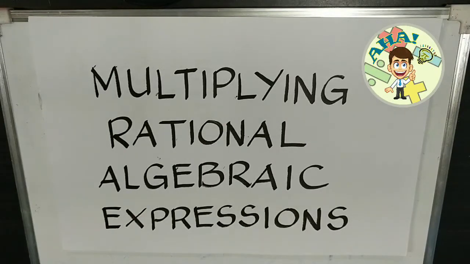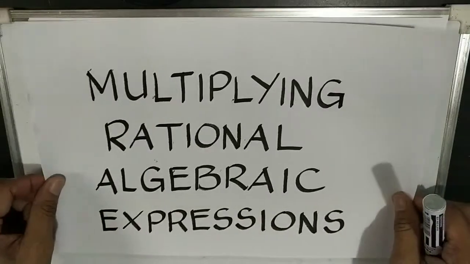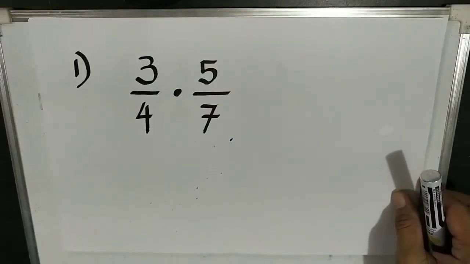Today I will discuss to you about multiplying rational algebraic expressions. To multiply rational algebraic expressions, you are simply multiplying fractions. So I will start this discussion by multiplying simple fractions.